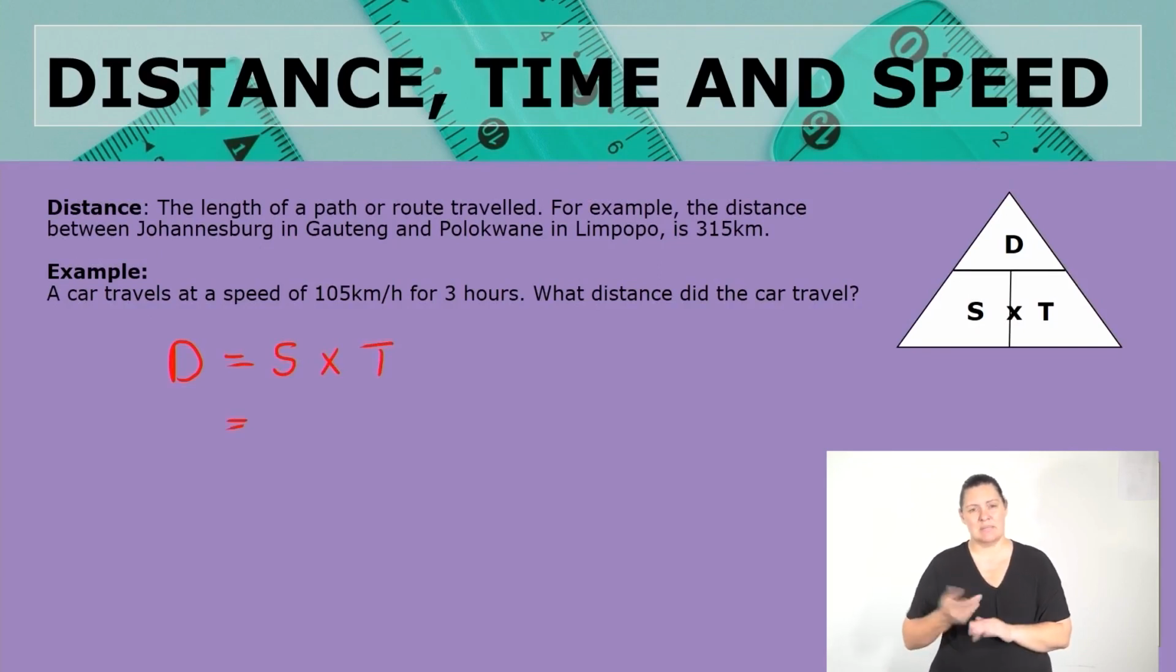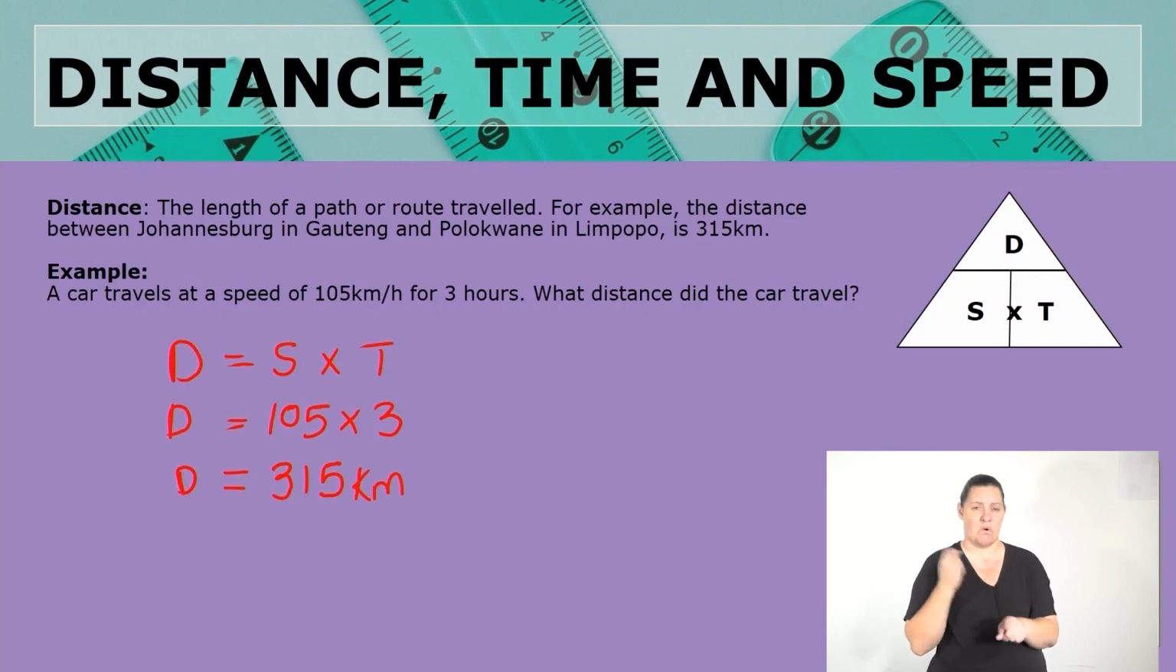What was the speed given to us? 105. We are multiplying that by 3. What is 105 multiplied by 3? Yes, it is 315 kilometers. So that will be the unit for our distance.